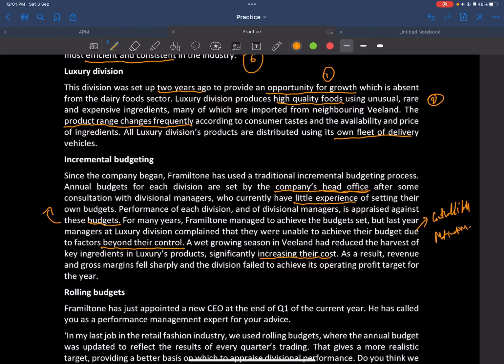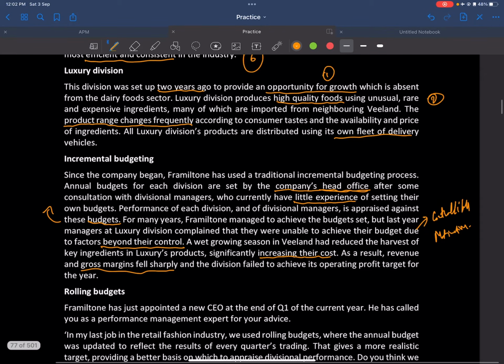Even the person who is setting this question paper is so predictable, huh? As a result, revenue and gross profit margins fell sharply, and the division failed to achieve its operating profit target for the year. Okay, so the ingredient shortage is basically increasing their cost, and then their pricing was basically the same. That's why their gross profit margin took a dip, right? And then it failed to achieve its operating profit target.